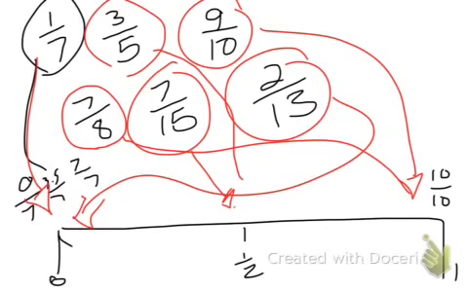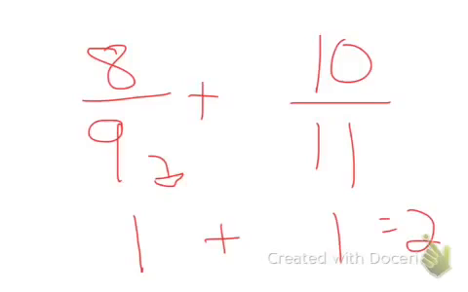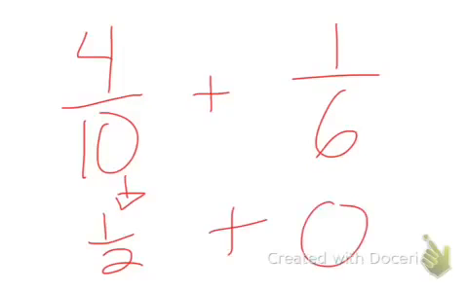So let's try a couple problems. If we had the problem 8/9 plus 10/11, 8/9 is very close to 1. We know this because 8 is close to 9. So we would round that as 1. 10/11 would also be close to 1, so we go 1 plus 1 equals 2. So we would estimate that problem at 2. Okay, look at 4/10. That would be close to a half because 5/10 is a half. So we're going to round that as a half. 1/6, that's close to 0, so we're going to do 1/2 plus 0. So we would estimate that at 1/2.